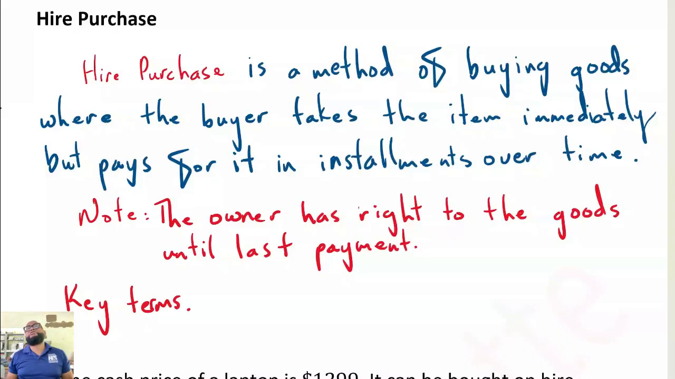So some points to note. Hire purchase is a method of buying goods where the buyer takes the item immediately but pays for it in installments over time. Everybody understands that, right? You buy something, and over time, you pay back your money. Everybody good there?